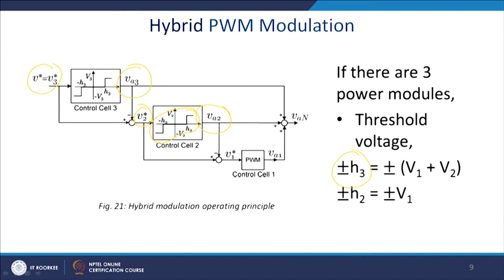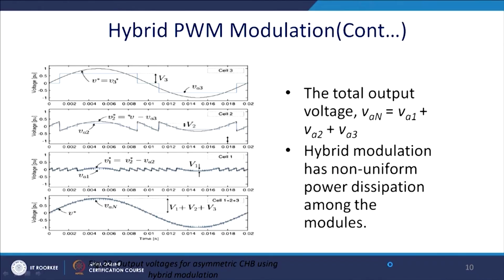So, plus minus H3 should be equal to VA1 plus VA2, and H2 should be equal to plus minus VA1, something like that. Now, see the hybrid PWM modulation. As we have discussed, the power output voltage VAN should be VA1, VA2 and VA3.